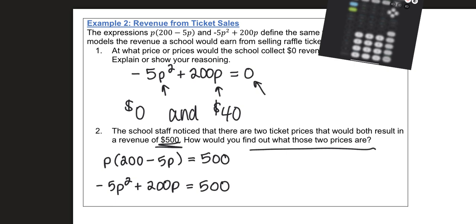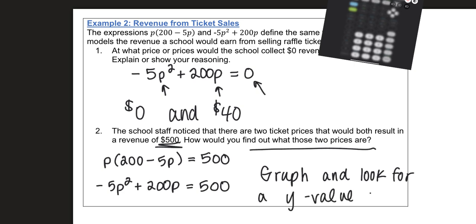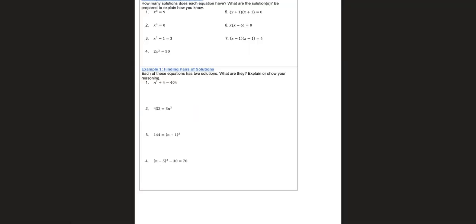The other way is we could graph and look for a y value of 500, right? Those are the only two ways we know right now, just trying some different values into our function or graphing. So as we go through this unit, we'll talk about some different ways that we could find the answers to these questions.